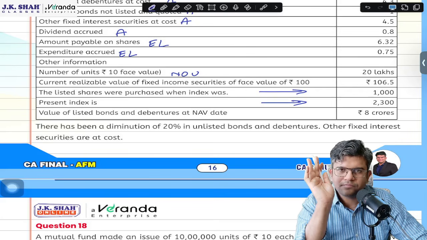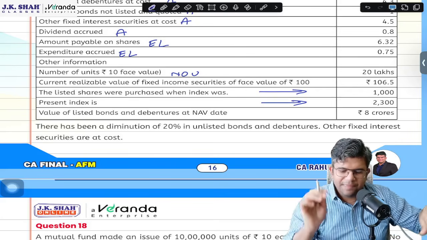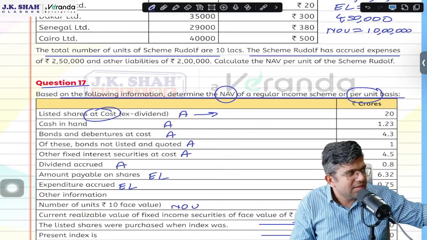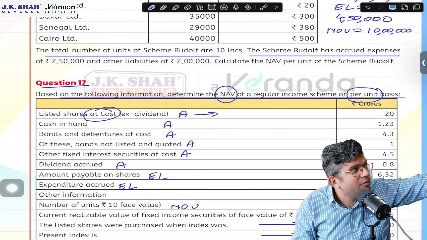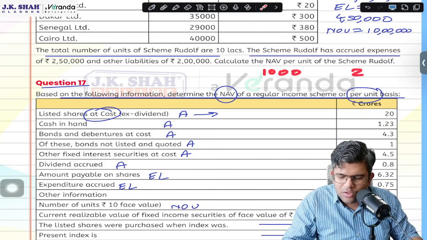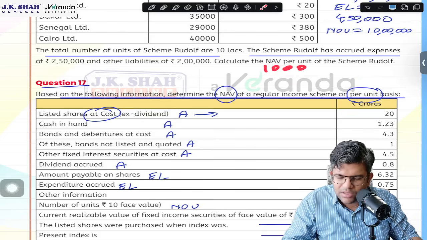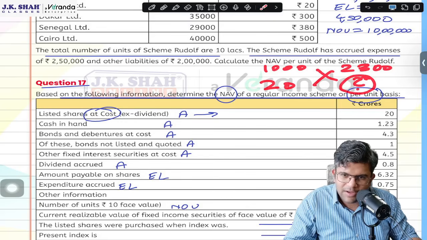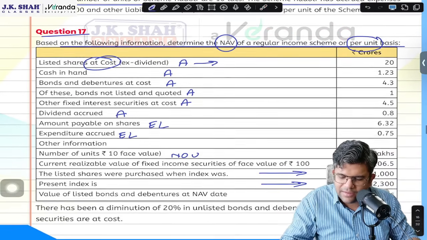Done? So they are saying that when you purchased, the index was 1000 points. Today, the Sensex or the Nifty has gone up to 2300 points. So, can I say simultaneously these also must have increased? I hope everybody is able to understand. When it was 1000, you had invested 20 crore. Now if it has become 2300, it must have grown to how much? Very good, 46 crore. Everyone understood this? 46 crore must be the value of the shares. So I will write here 46 crores.